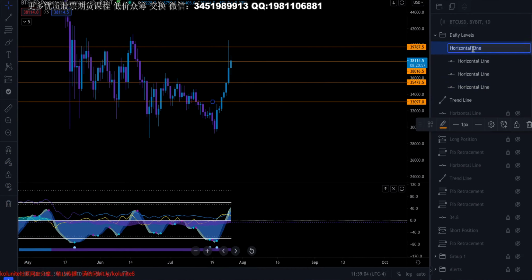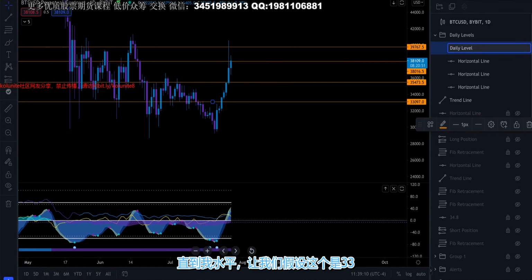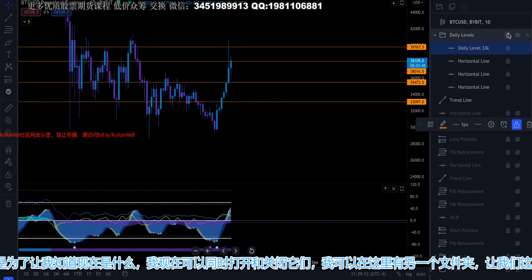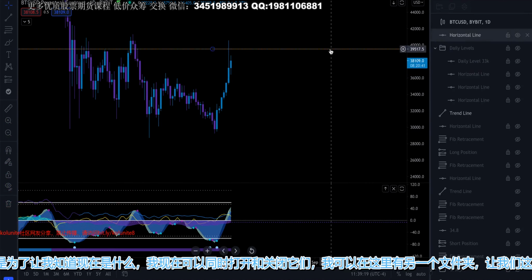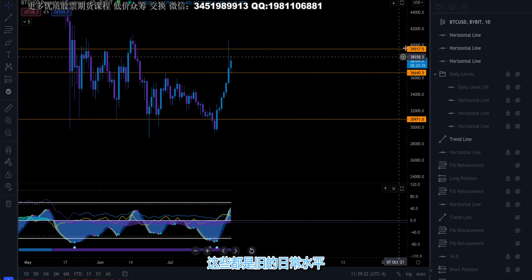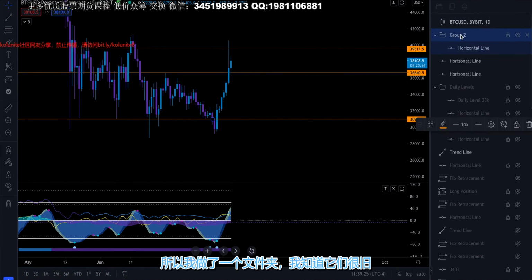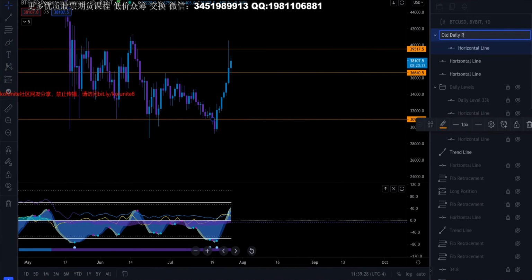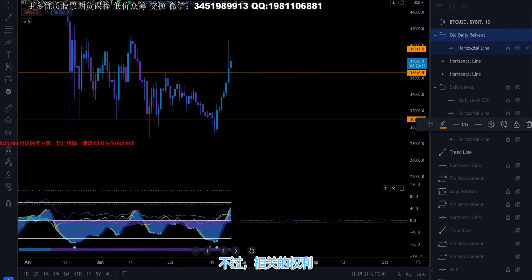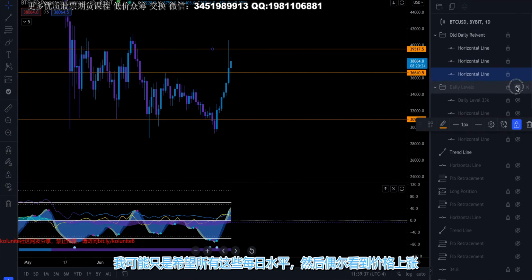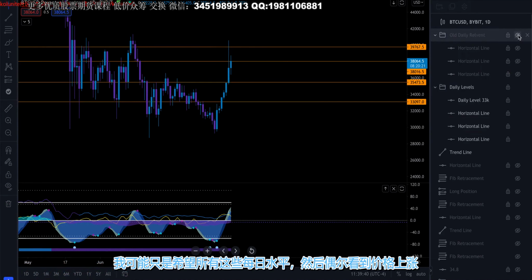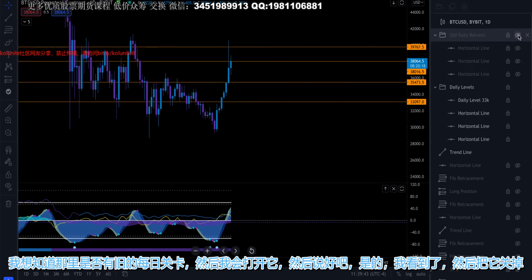Like daily level, let's just say this one is 33K, just so I know what it is. Now what I can do is turn them all on and off at the same time. Now I could have another folder here of, let's just say that these ones are old daily levels. So I make a folder, and I know that they're old. I know they're still probably still relevant, but I might not want them on my chart all at the same time. I just might want all these daily levels on, and then once in a while, if I see price coming, I'm like, I wonder if there's an old daily level there, and then I'll turn this on and be like, okay, yeah, I see that, and then turn it back off.